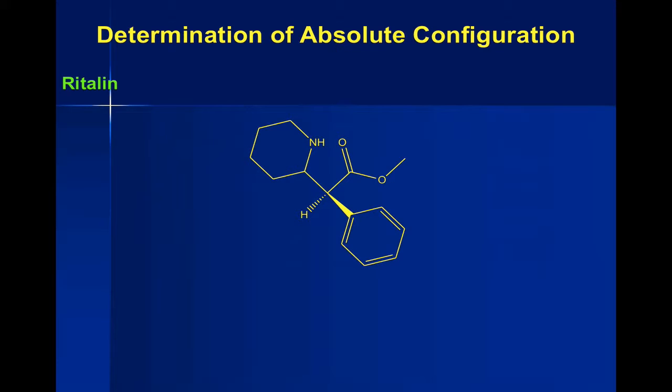So now I'm looking in the parentheses. Oxygen, 3 oxygens, 3 carbons, a nitrogen, a carbon. What's going to be priority number 1? This one. What's going to be priority number 2? What's going to be priority number 3?